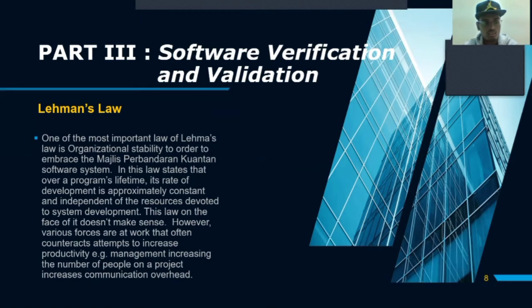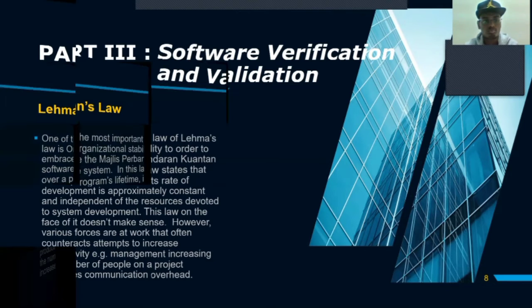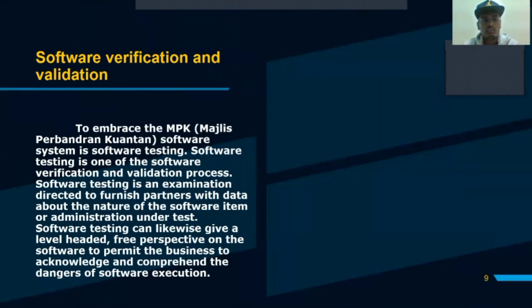This law on the face of it doesn't make sense. However, there are various forces at work that often counteract attempts to increase productivity. For example, management increasing the number of people on a project increases the communication overhead. Okay, so now we see software verification and validation.